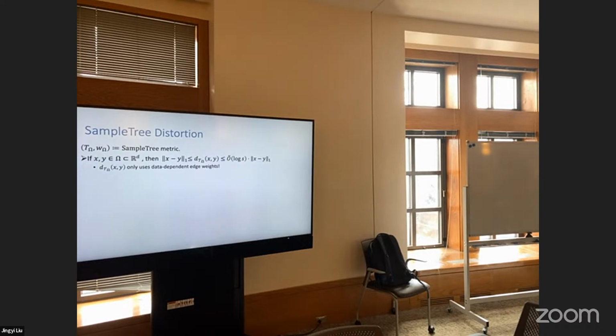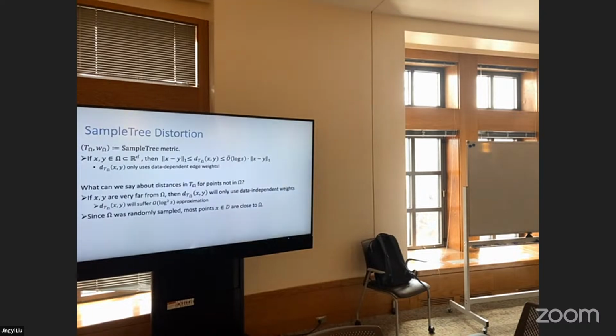So that's great. But what about the rest of the points? Well, what about the points that are very far from omega? If I had 2 points x and y that are really far from the set of points I sampled, then you can imagine in the tree, all the edges they used to get from one to the other would all be data-independent edge weights. And so they might as well be getting the same guarantee that you would get from the data-independent edge weight paper, the log squared s. And of course, that's the case. So for points that are really far away from your sampled set, you're going to get a log squared s approximation. So already we know that this alone is not going to be good enough.